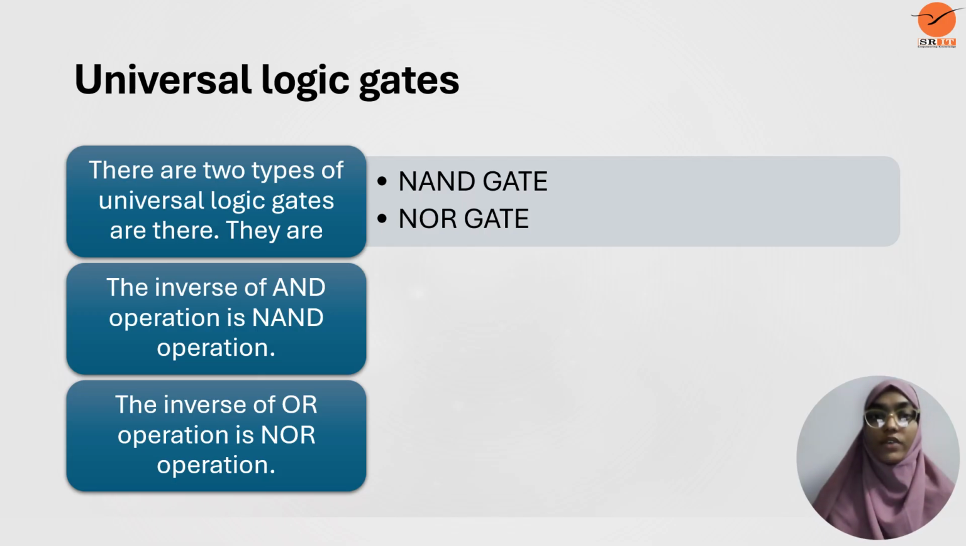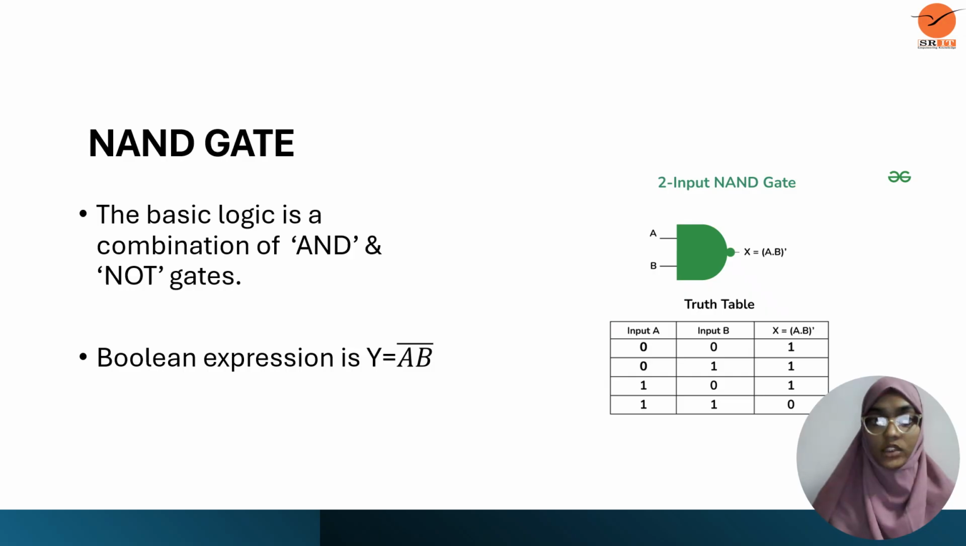Now let us see universal logic gates. There are two types of universal logic gates. They are NAND gate and NOR gate. NAND gate is the inverse of AND gate, and NOR gate is the inverse of OR gate. So let us see NAND gate. NAND gate is a combination of AND and NOT gates, and the Boolean expression of NAND gate is (A·B) bar.